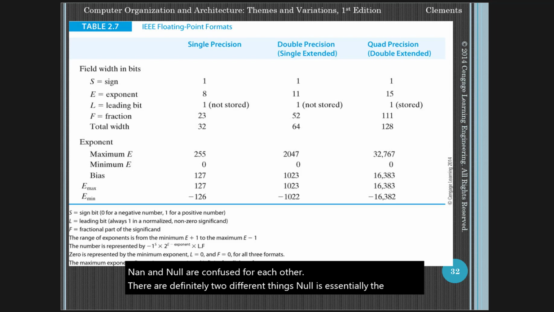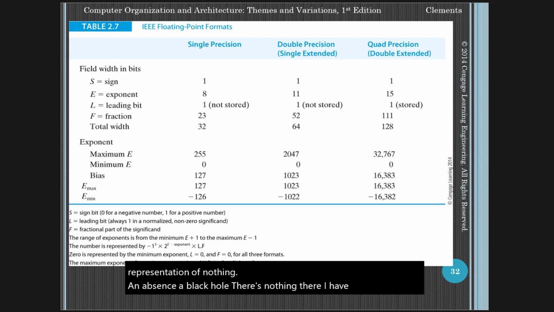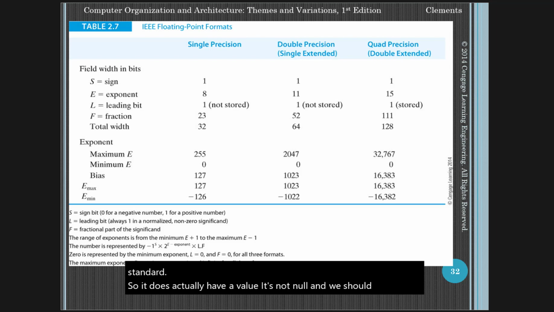Null is essentially the representation of nothing, an absence, a black hole. There's nothing there. I have no value. NaN means that it's not a number that fits into the IEEE floating point format. It doesn't mean that it's nothing. It just means it doesn't fit the standard. So it does actually have a value. It's not null, and we should not confuse the two.